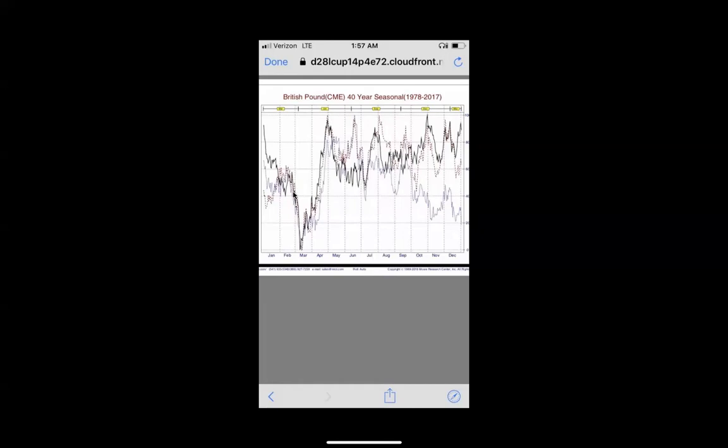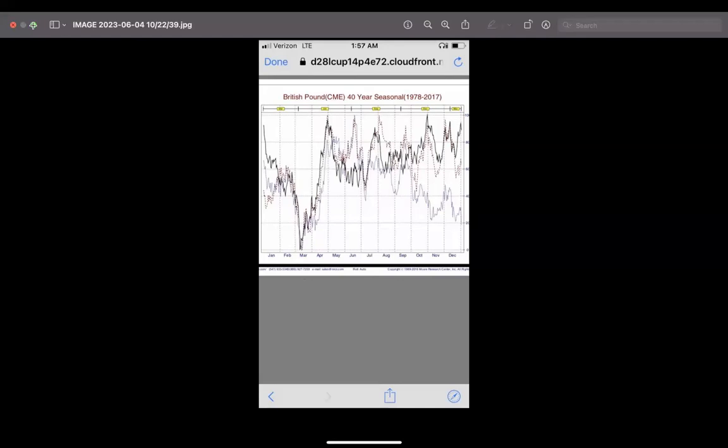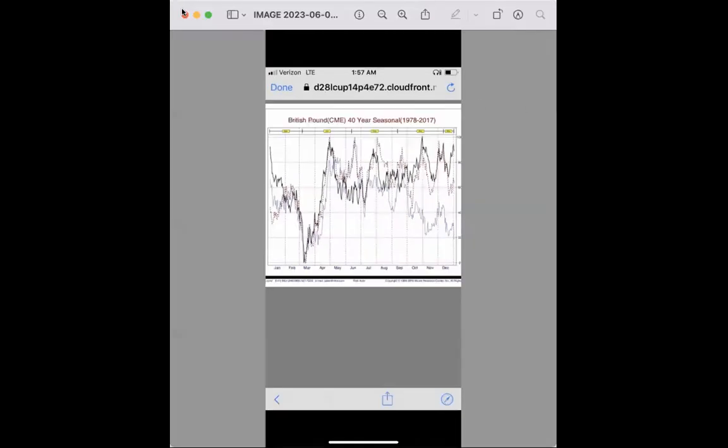I start here, okay? And yes, this can be broken down all the way to the 15-minute time frame. I'm going to show you how to do that. But we just got through with the month of March and April, right? Here's the black line. This is a 40-year seasonal chart. Very strong. That's step one, okay? Now we're going to pull up.